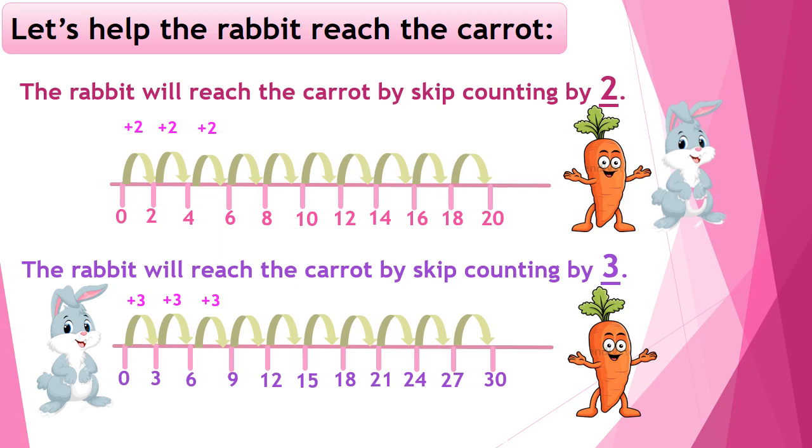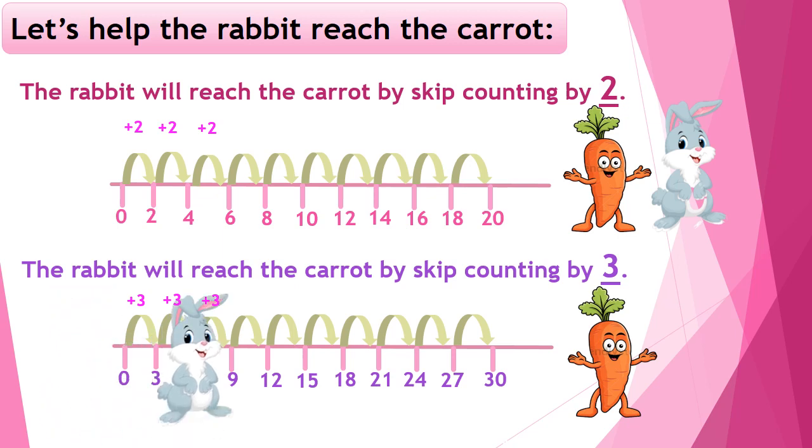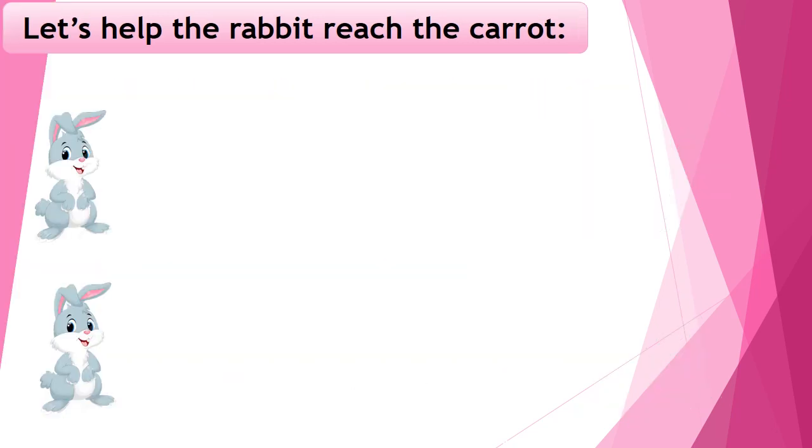Okay, let's repeat our song. 3, 6, 9, 12, 15, 18, and 21. Count by 3, every one. 24 and 27. 30 is the last one. Yeah, great, Bunny, you reached your carrot.